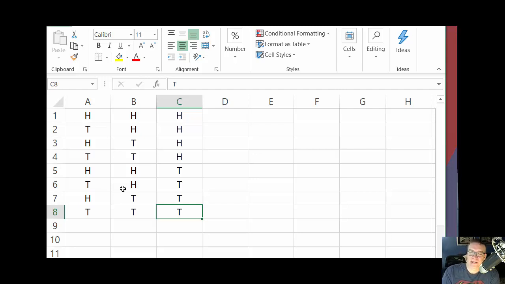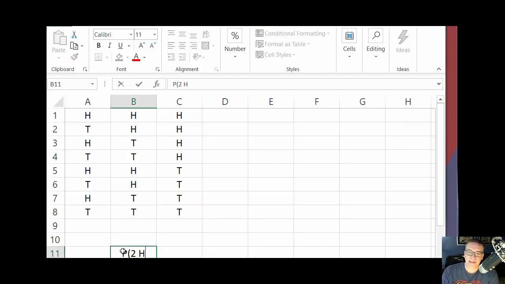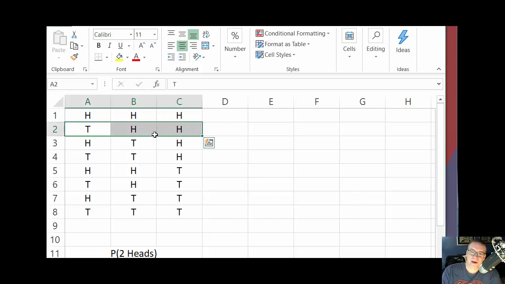Suppose that what we're interested in here is we're going to count up the number of heads that we get. And in particular, let's think about the probability of 2 heads. We get exactly 2 heads. Okay, so if I'm going to do that, I can see that that happens right here. This is an outcome that has 2 heads.